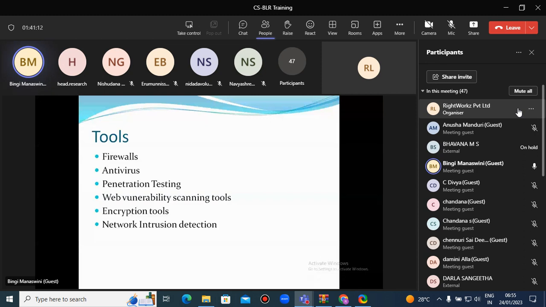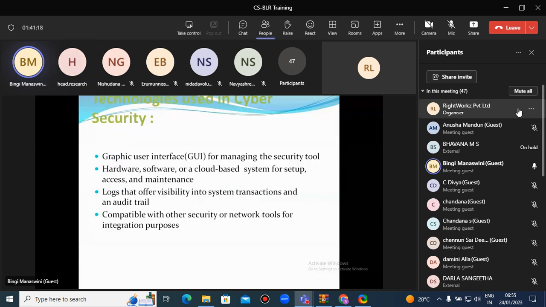These are graphic user interface, GUI for non-technical users, system, hardware, software, and multiple systems for server maintenance, logs that offer visibility of system transactions and volume control, compatible with Amazon or Microsoft tools for application purposes. Major tools for this company is the model for the enterprise system. There are a number of Python.